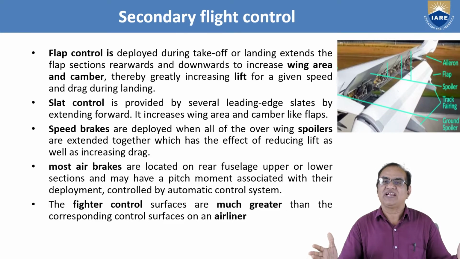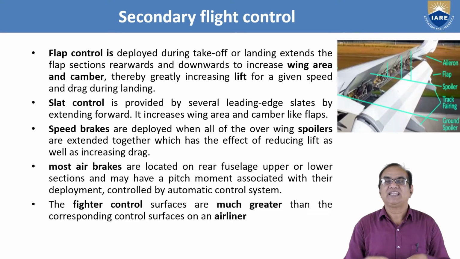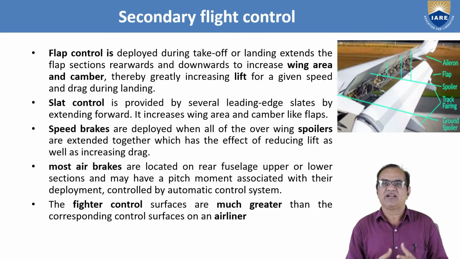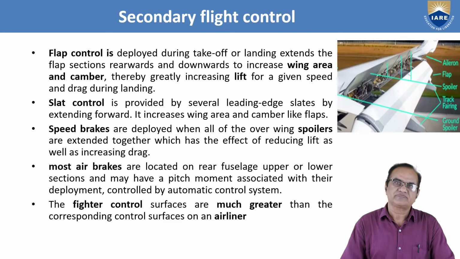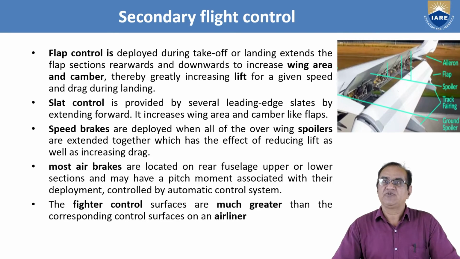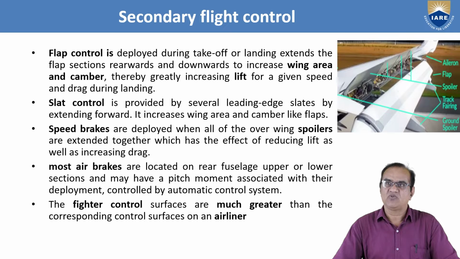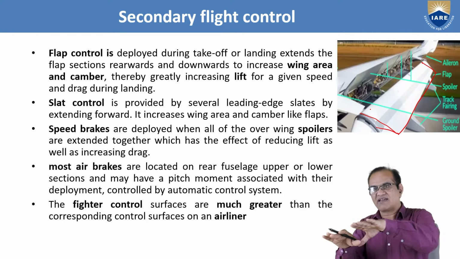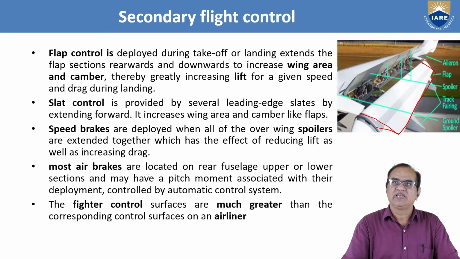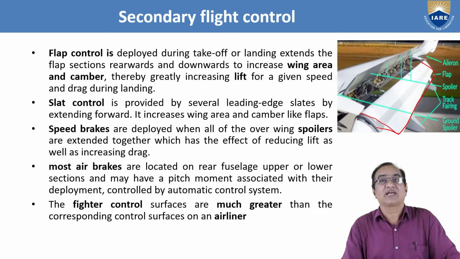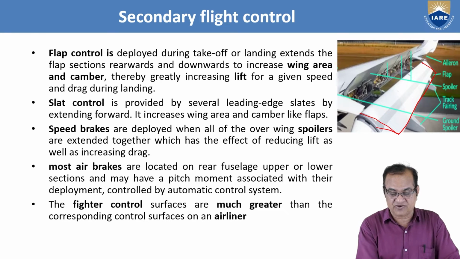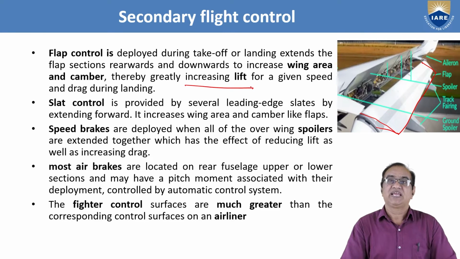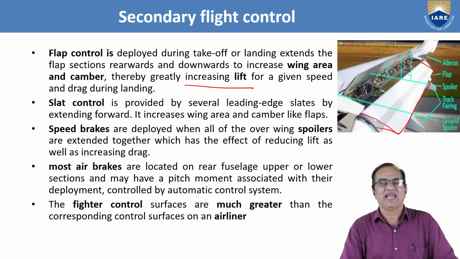But if we deflect flaps, lift will generate, and there will always be the induced drag, which is the lift dependent drag, so drag will also increase. So flap control is deployed during takeoff or landing, and extends the flap section rearwards and downwards to increase wing area. So this you can see here, this is increased, it is made downwards like this, it is coming out. The camber is also increased, so it is increasing the wing area and also the camber, thereby greatly increasing the lift. So it is used to increase the lift for a given speed and drag during landing.